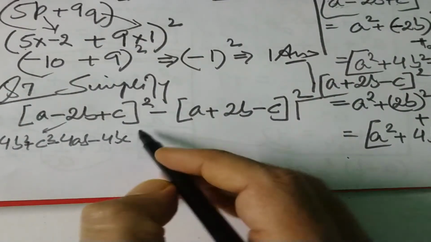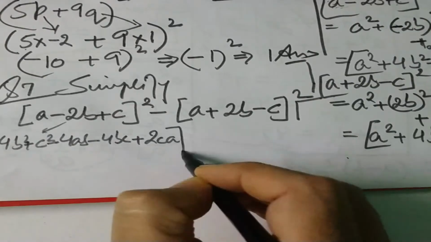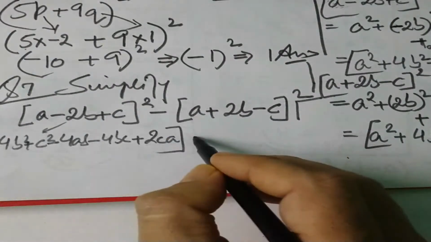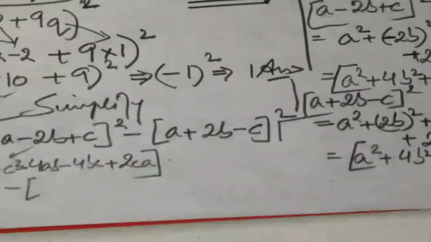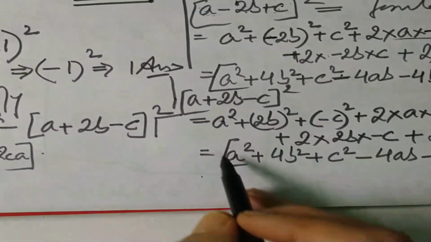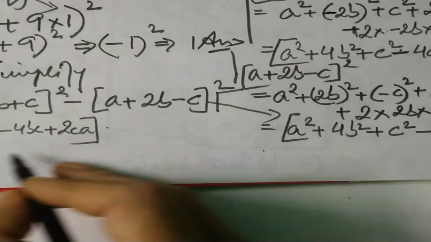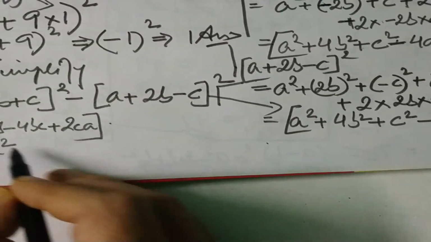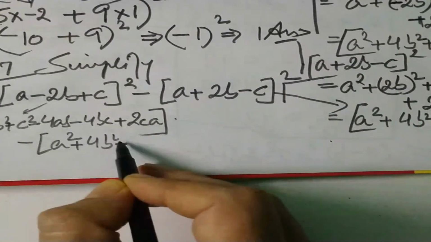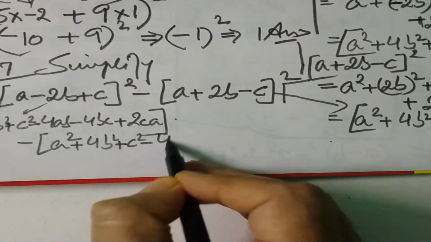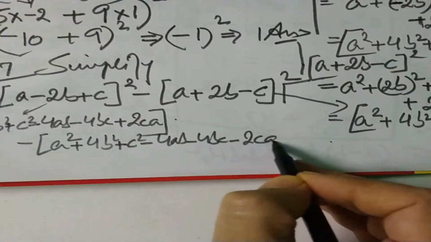The number which I am writing now, I have told you how it came. This comes minus the second term. Now the answer of this is here. The answer of this is here. So this I have to write in bracket. So it will be a square plus 4b square plus c square minus 4ab minus 4bc minus 2ca.